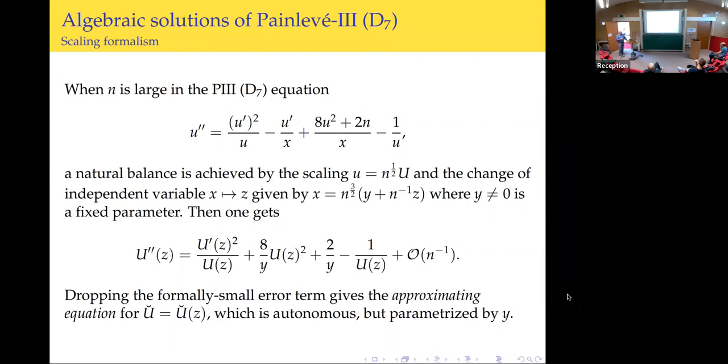So now you think, okay, if I were to drop this error term, it looks like an error term anyway, it's formally small, then I will obtain what's called the approximating differential equation for the solution of D7, which is just this stuff I'm circling. Because it's an approximation, we use a different letter for it in our paper, this U breve thing. So U breve of z is the solution of this equation without this correction term. This is a differential equation of second order, nonlinear, but it's autonomous because the y is just a constant parameter. For every y, it's a different autonomous equation. That's the approximating equation.